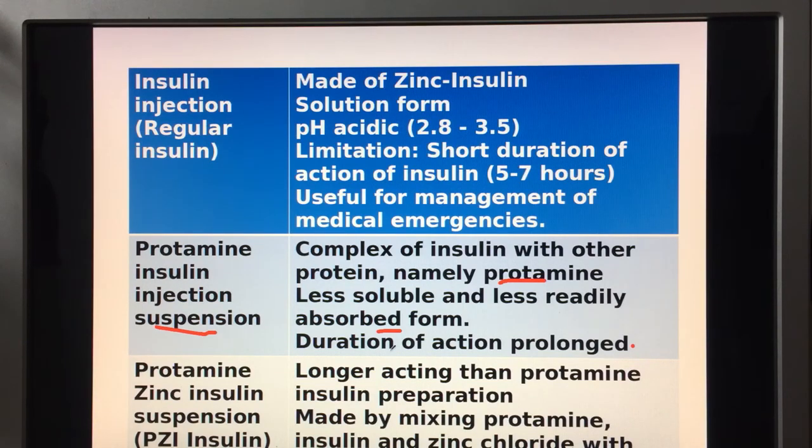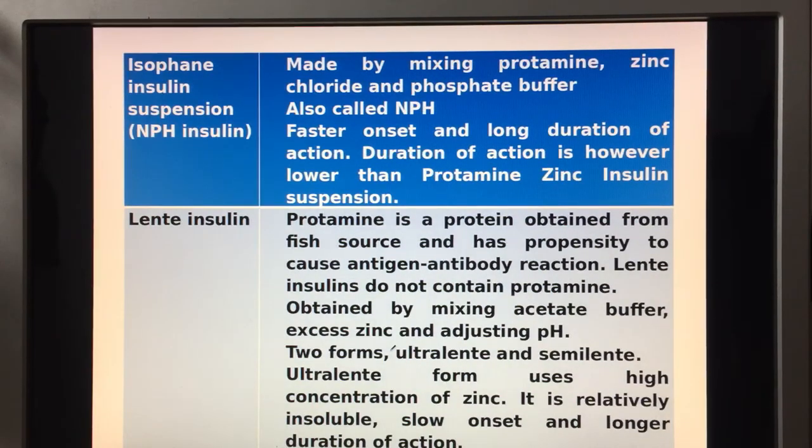The other preparation of insulin is the isophane insulin suspension, also called NPH insulin. Now this is made by mixing protamine, zinc chloride, and the phosphate buffer. It has a faster onset and long duration of action. The duration of action is, however, lower than the protamine zinc insulin suspension.